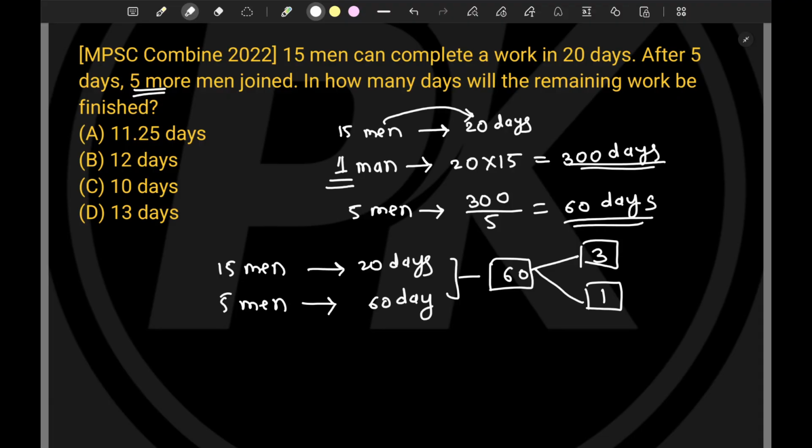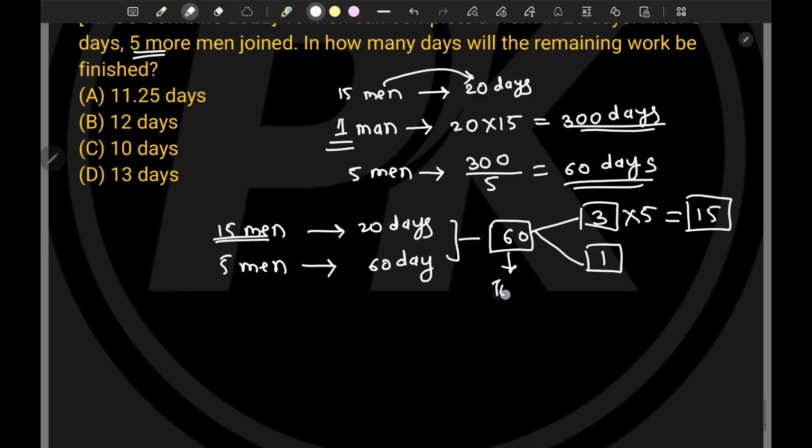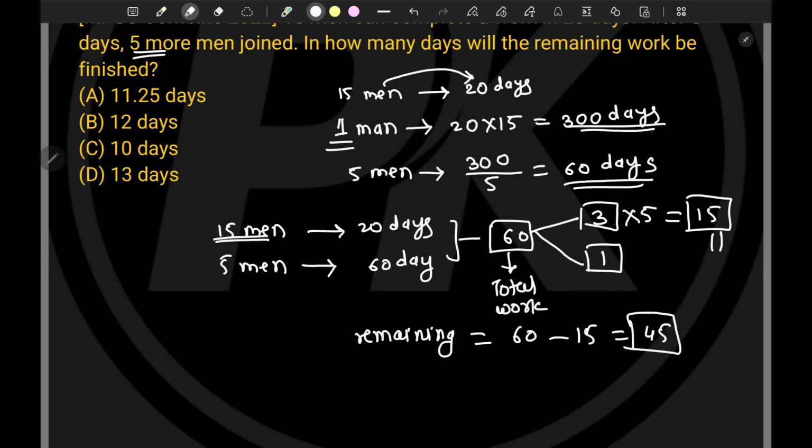So now initially for 5 days, who worked? These 15 men. That means for 5 days they have already completed how much portion? 15 portion of the work. So what is the total work here? It is 60, right? Then the remaining work will be 60 minus this 15, that means 45 portion of the work is still remaining.